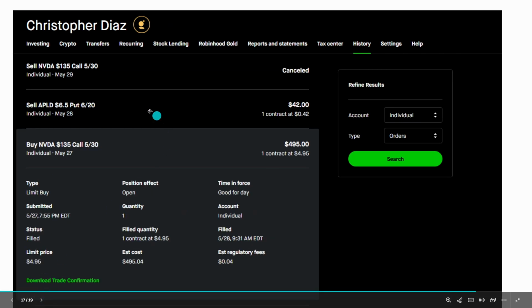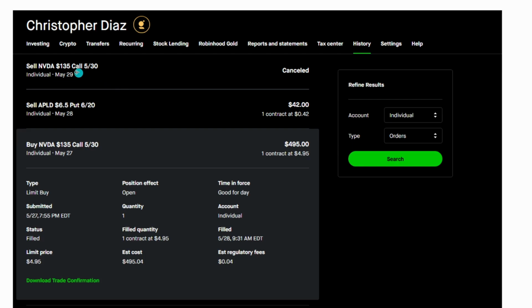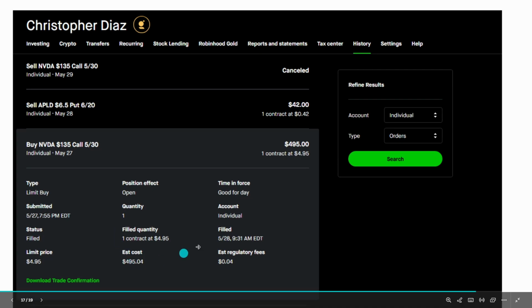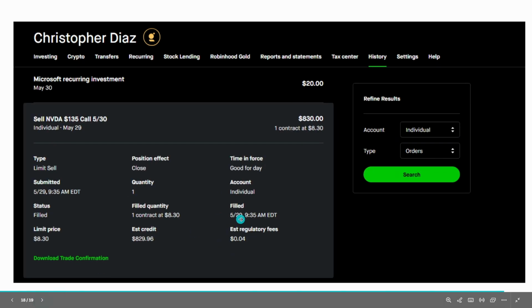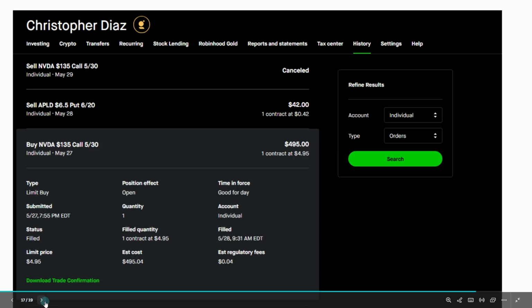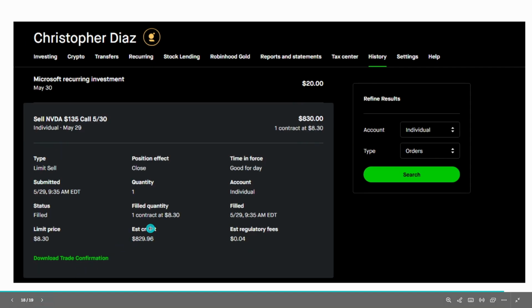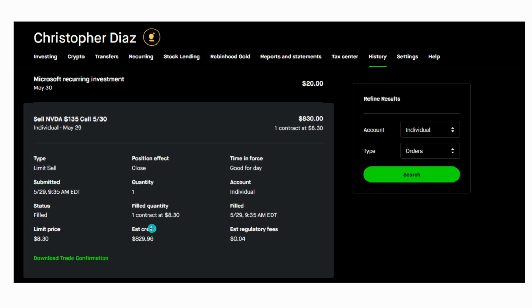This one, this company's NVIDIA. I bought a $135 strike price. I got it on May 29th. I paid $494. I bought this at 9:31 in the morning. I sold this the next day at 9:35 in the morning. I sold it for $829. So I made about $300 on this. So that's not bad.